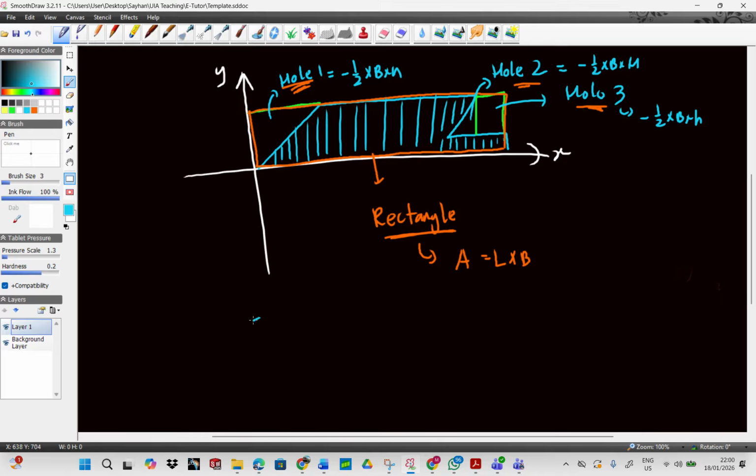So that means the summation of area altogether is basically the rectangle area, which is just in orange. So I'm going to put the rectangle area as orange color A. Plus, or you can put minus if you want, minus A1, which is basically the area of hole 1, minus A2, area of hole 2, and minus A3, area of hole 3. Okay, that's your summation of area.